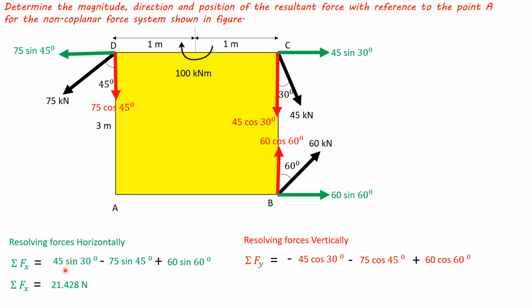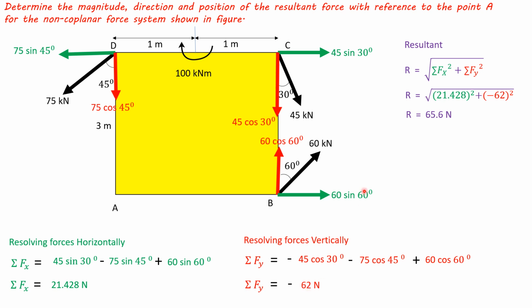Now, calculating all this, we get summation Fx value and summation Fy value. Resultant is given by square root of summation Fx squared plus summation Fy squared. Substituting, we get resultant as 65.6 newtons, and resultant direction is given by tan inverse of summation Fy by summation Fx. Substituting, we get theta as 70.93 degrees.